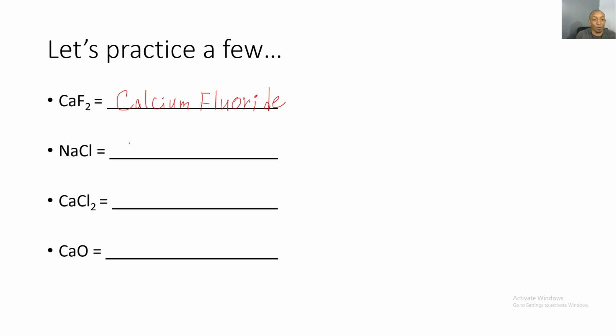Our first one is sodium. Na is sodium. And then we look at our Cl, that is chlorine, but instead of having that INE, we change it to IDE. So we have sodium chloride. And if we look at our next one, Ca, that's going to be our calcium. And then the Cl, that's going to be chloride.